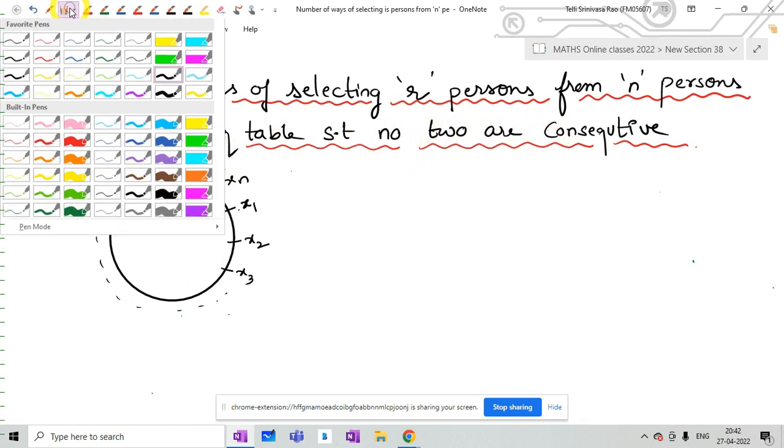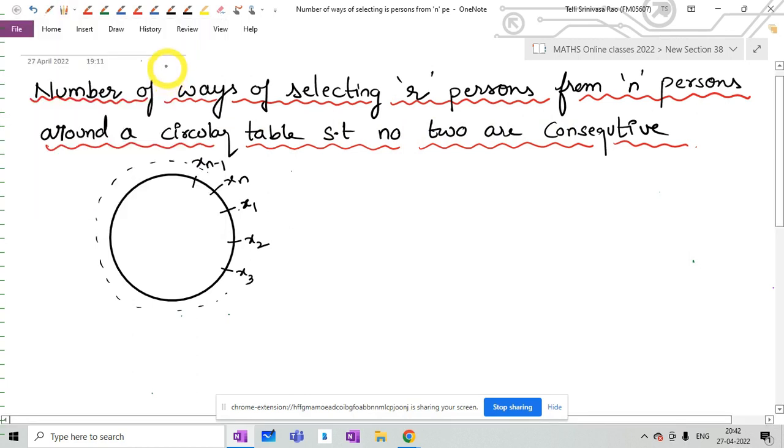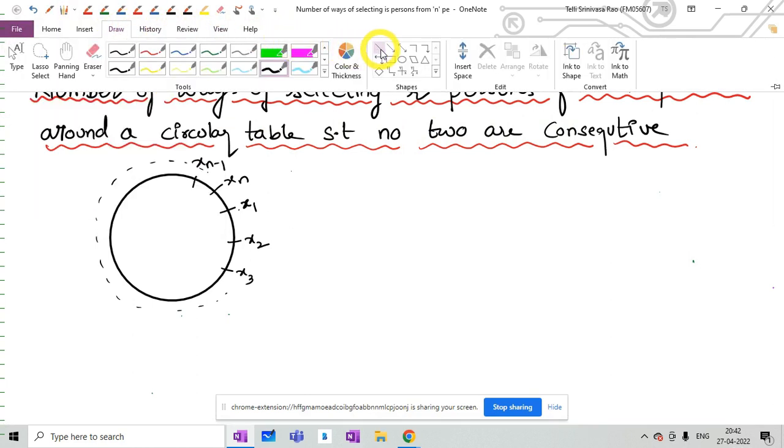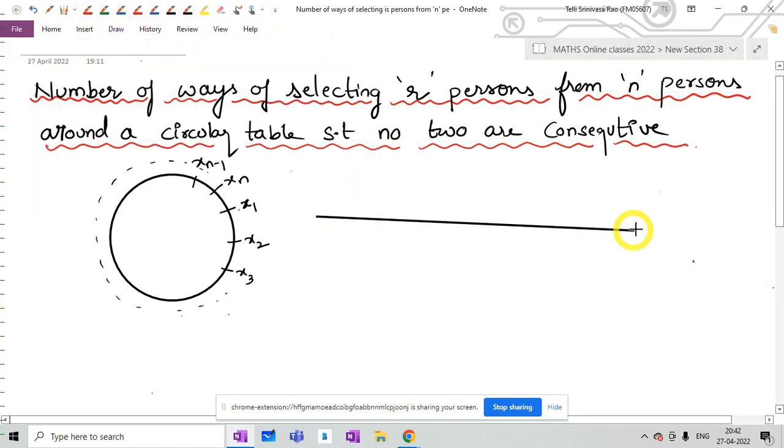consecutive. Okay, so what we will do is we'll try to understand the same question with a linear table, and we will convert that question into a circular table. Okay, because understanding on a linear table is much easier.